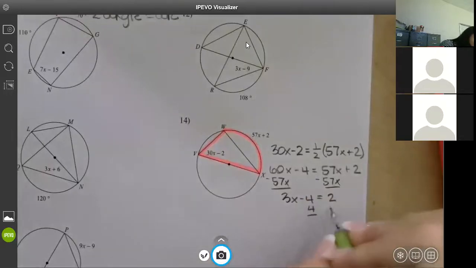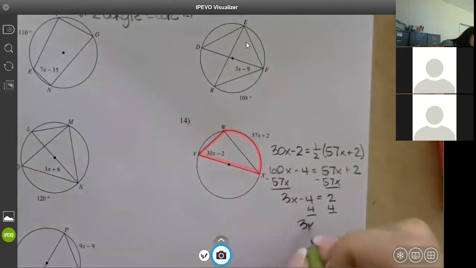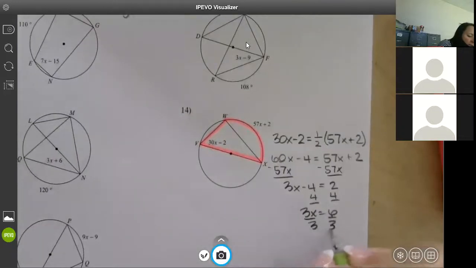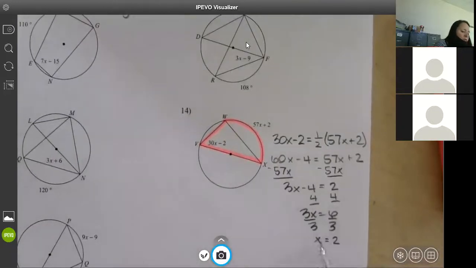We're going to add 4 to both sides. We get 3x equals 6. Divide by 3. And x equals 2. That's all we were looking for.